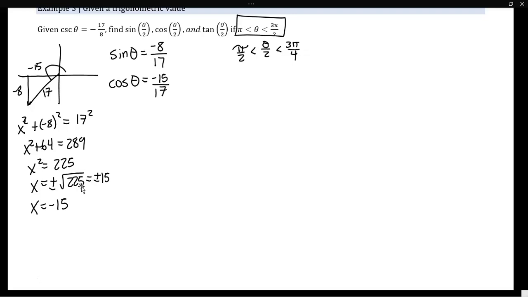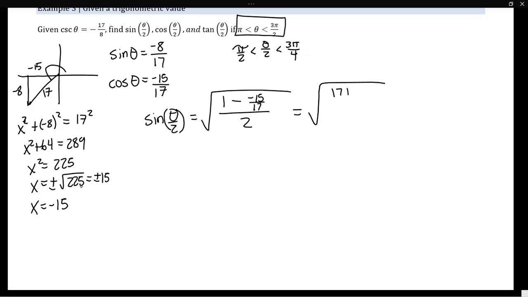Because it's adjacent over hypotenuse. All right, so now we can do our half angle formula. So the sine of theta over 2 is equal to the square root of 1 minus cosine theta, which is negative 15 over 17. So 1 minus negative 15 divided by 17, all divided by 2, which, if we get a common denominator, that's going to equal 17 plus 15 divided by 17, all divided by 2.